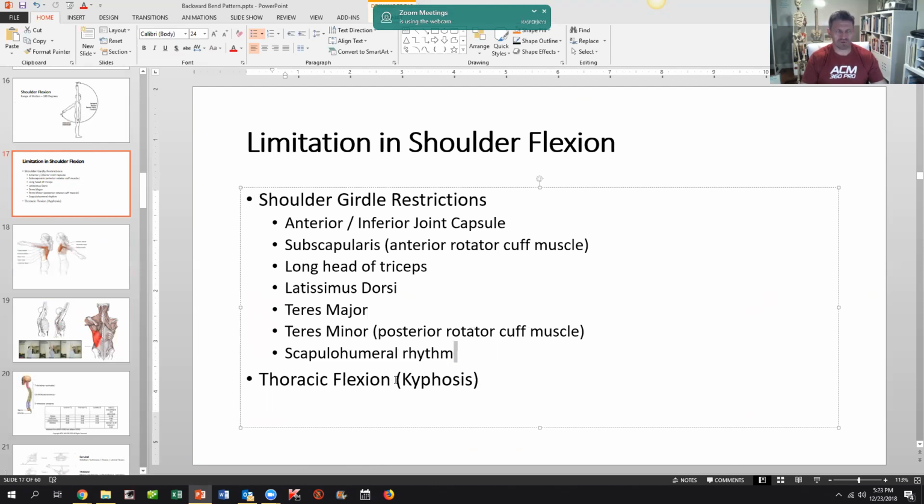Thoracic flexion or kyphosis, it's that rounding of the upper back and a restriction in that upper back. I mentioned in the backward, the toe touching pattern series, that kyphosis can be congenital or it can be what we call functional, and regardless of whether it's congenital or not, we still can improve some movement of that thoracic spine, and we're going to talk a little bit about that.